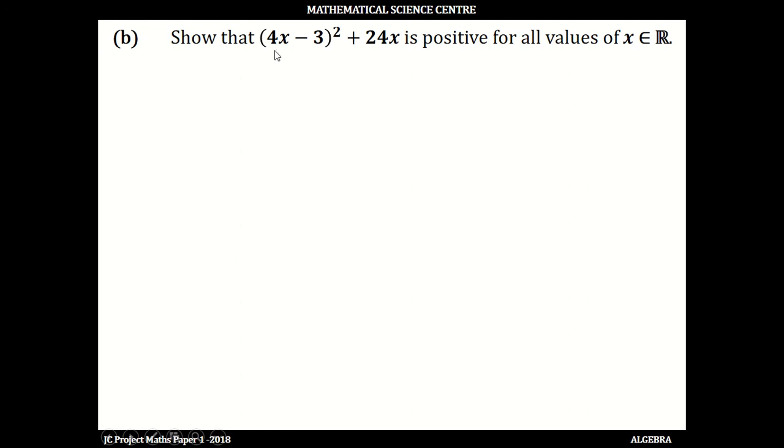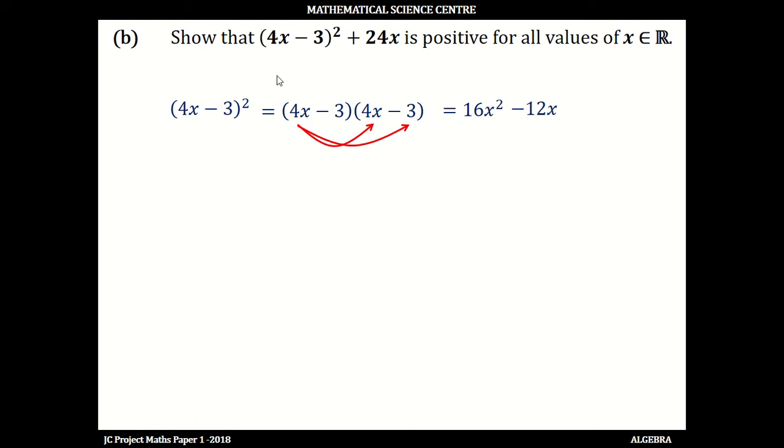In part B then, show that 4x minus 3 all squared plus 24x is positive for all values of x. Now 4x minus 3 all squared means 4x minus 3 by 4x minus 3. Now if you multiply 4x by 4x, that's going to give 16x squared. If you multiply 4x by minus 3, that's going to give minus 12x. If you multiply minus 3 by 4x, this gives minus 12x. Finally, if we multiply minus 3 with minus 3, this is going to give a plus 9.